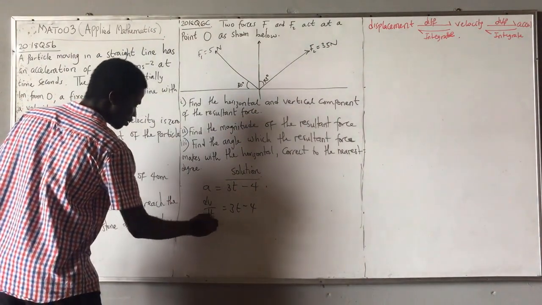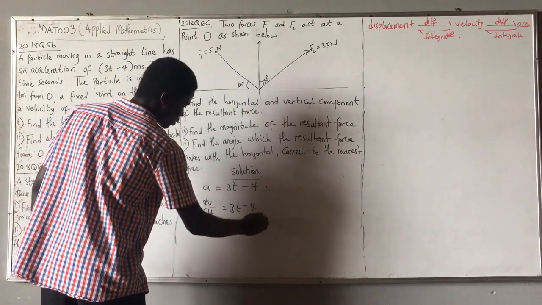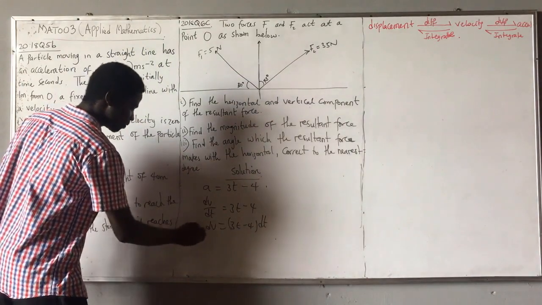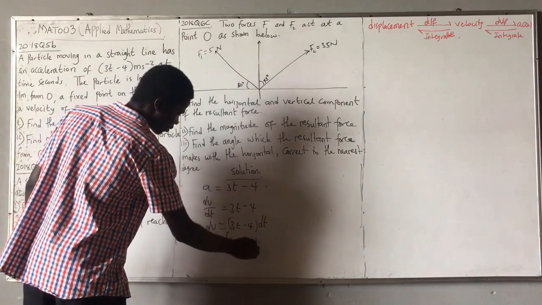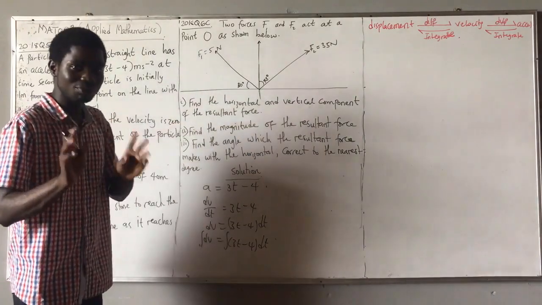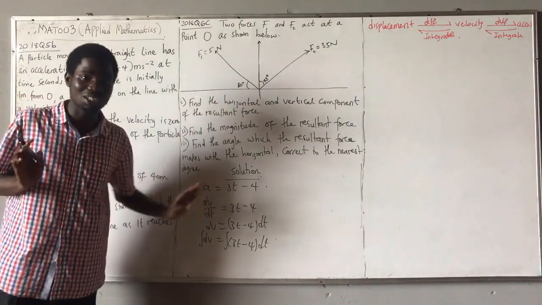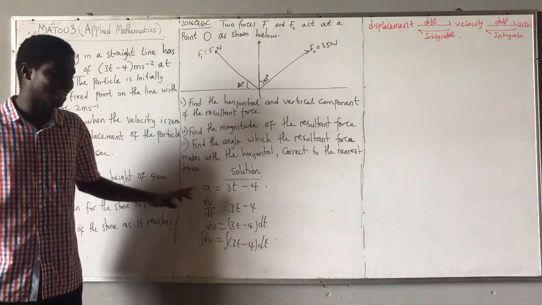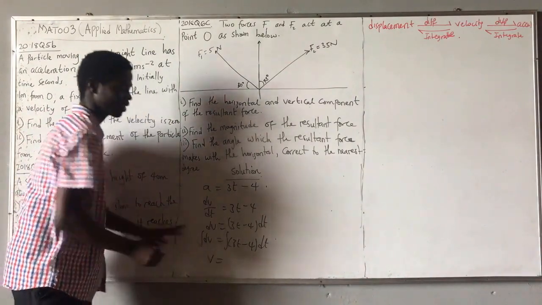So dv is equal to 3t minus 4 dt. Integrate both sides. Integrate dv, integrate 3t minus 4 dt. So when you integrate dv, or let me just give you a simple way here, in case you don't understand what I mean, just integrate both sides. If you integrate acceleration, the answer is velocity. So integrate dv, the answer is v, just integrating both sides.